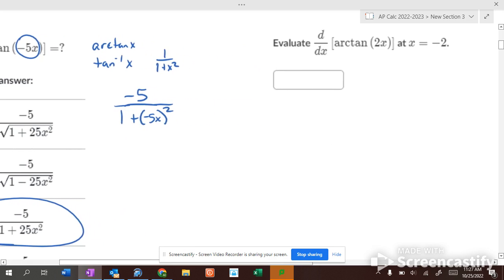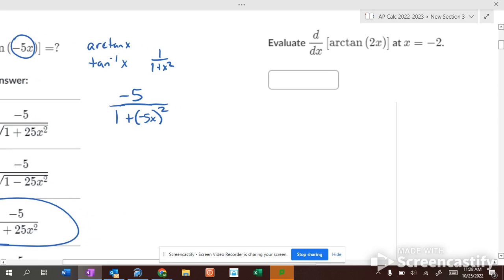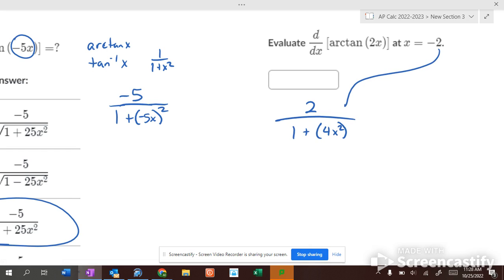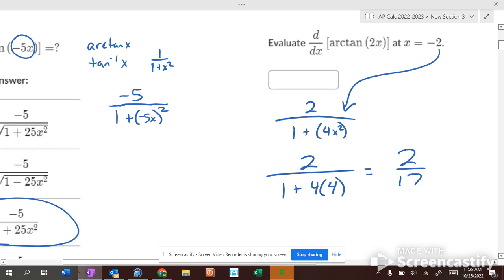So let's do it if there was a 2x. So it'd be the first derivative of 2x, which would be 2 over 1 plus 2x squared, which would be 4x squared. Now they say evaluate it if x equals negative 2. So it'd be 2 over 1 plus 4 times negative 2 squared is 4. So it'd be 2/17. Good with that?